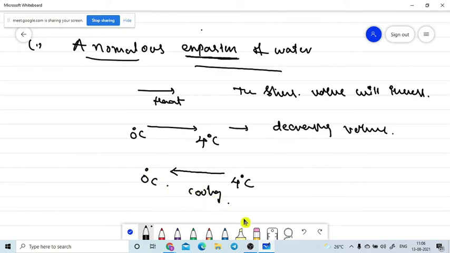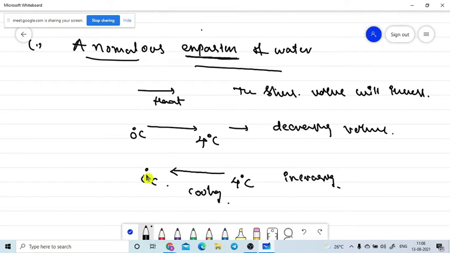We are cooling the water. All substances will show that the volume decreases, but here the water volume will be increasing. That means the anomalous expansion is showing; the water is showing one particular property.